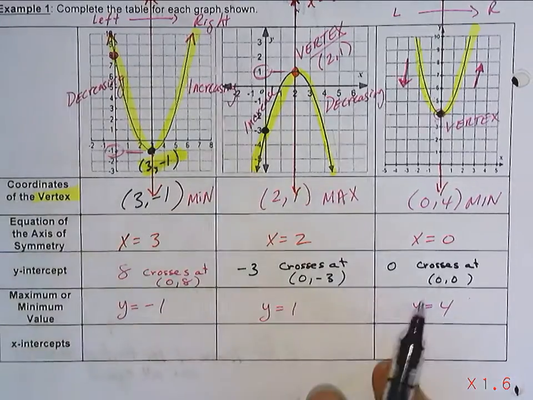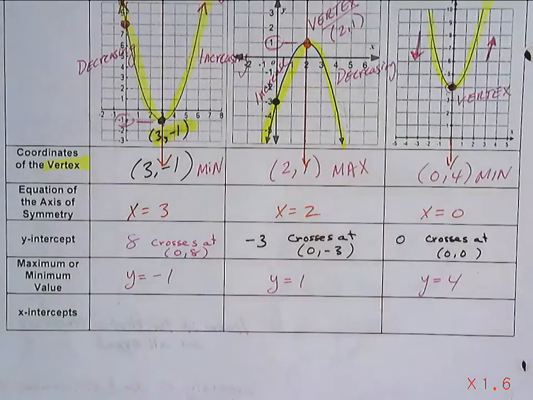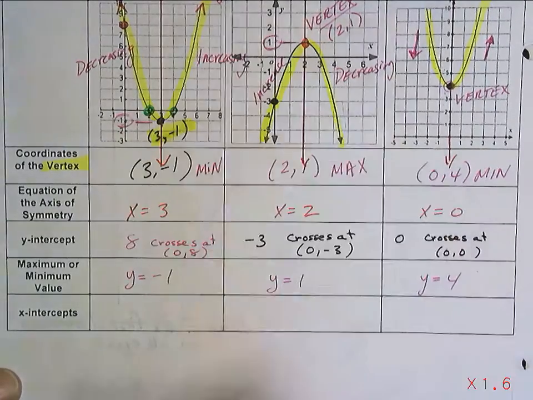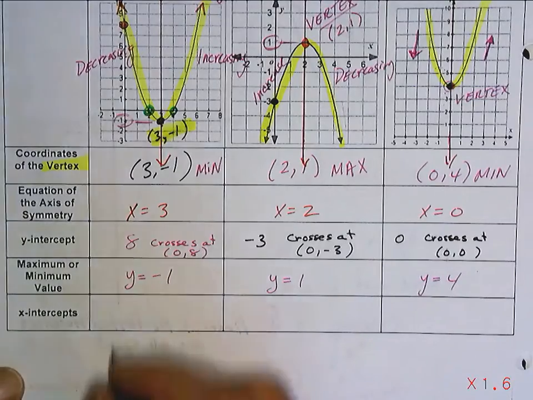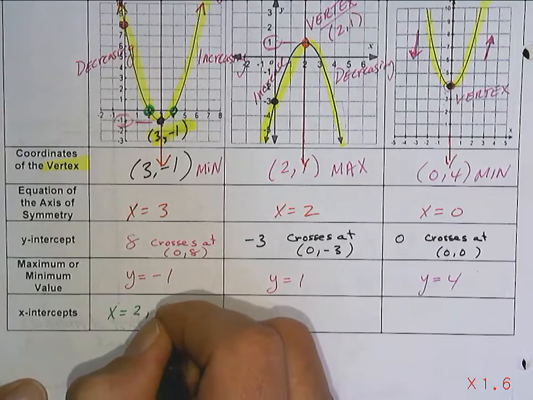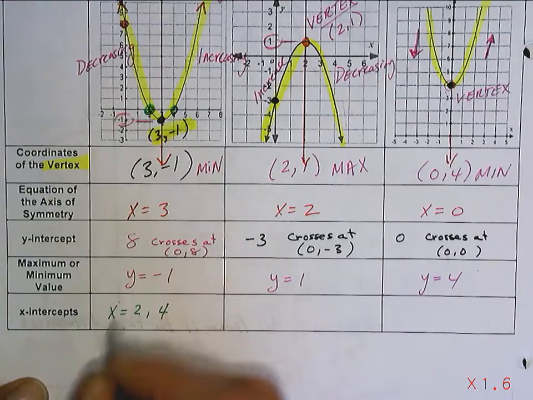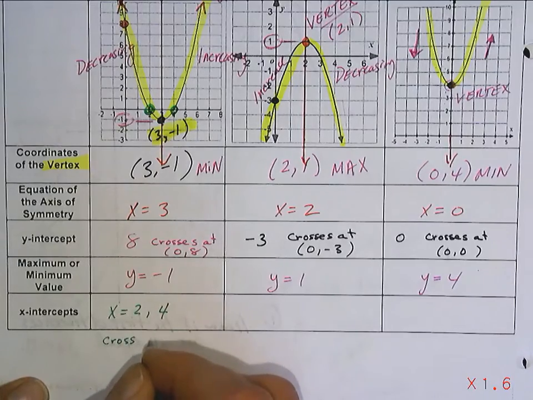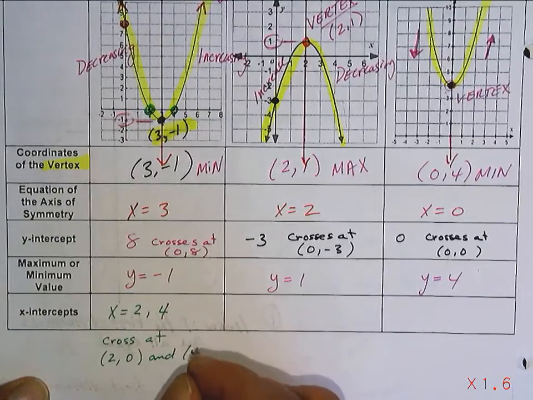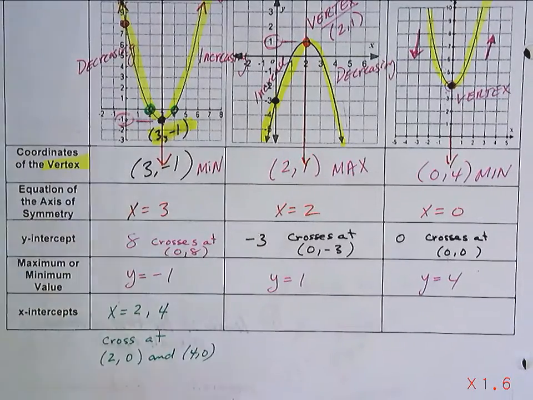What about x-intercepts? X-intercepts are where it crosses the x-axis. Here's one. Here's another one. There are 2 x-intercepts for this one. One of them is 2, and the other one is 4, which means they cross at 2, 0 and 4, 0. Because remember, for an x-intercept, your y value equals 0.